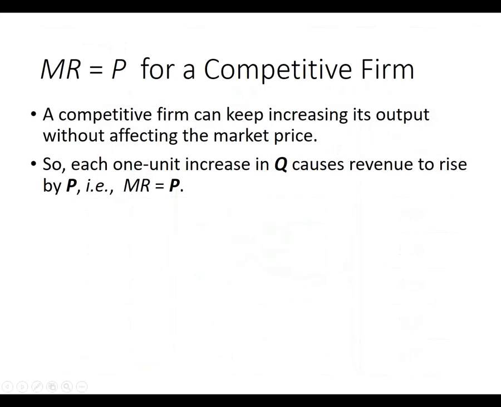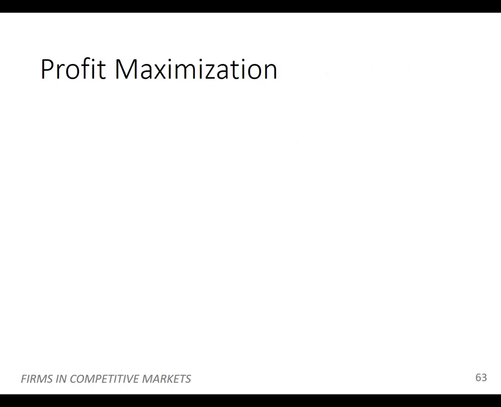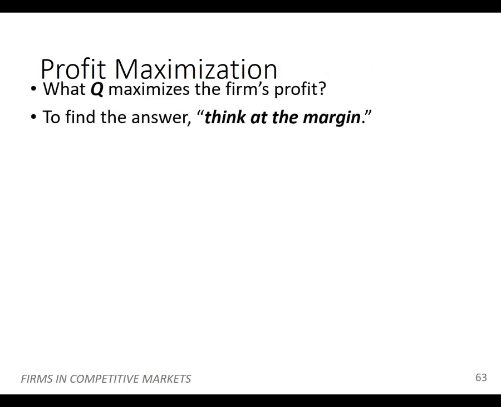So this is kind of what I just said. Marginal revenue is going to equal price, and it's going to happen in competitive markets. In a monopoly, that won't happen. We'll see something different next week. Buckle your seatbelts. All right, so profit maximization. Remember the rule here.